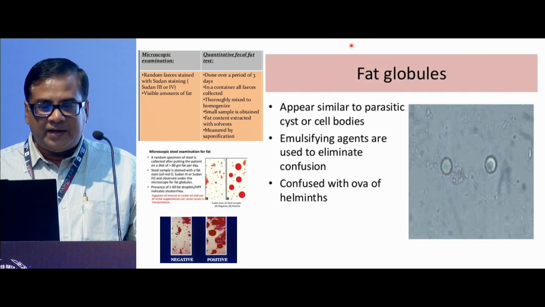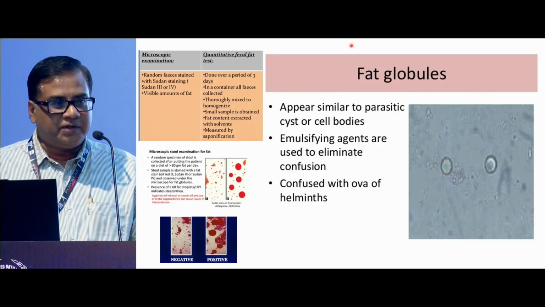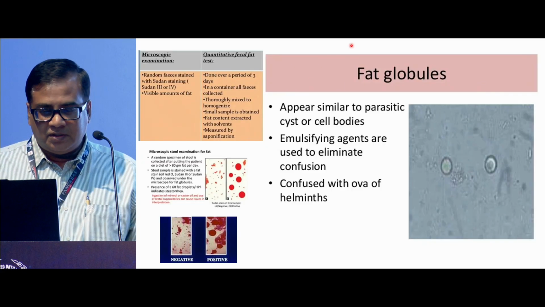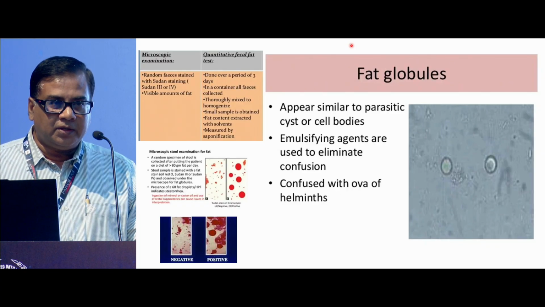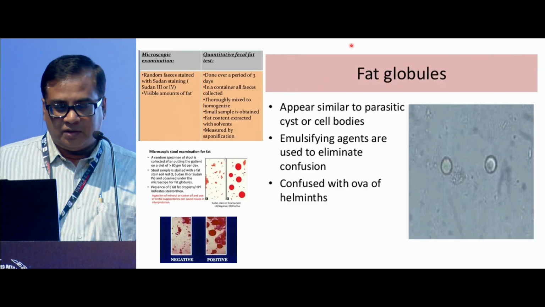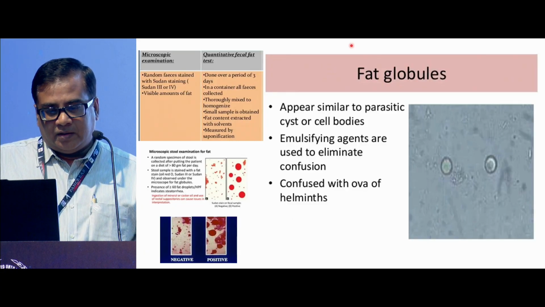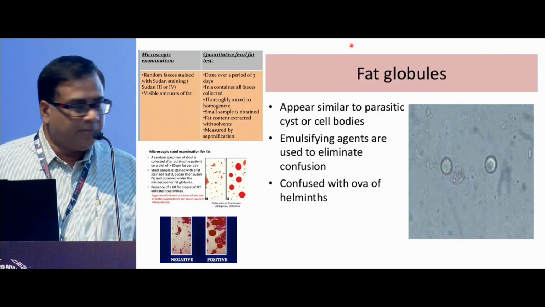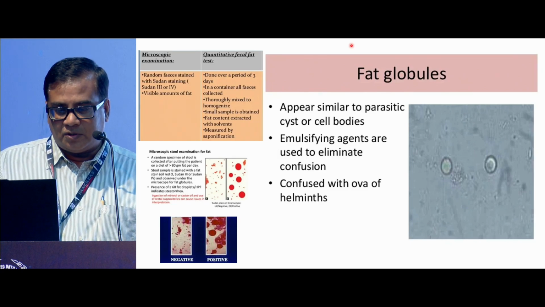So coming to fecal fat excretion, as we know, we have qualitative, semi-quantitative and quantitative tests. Basically fat globules, so normally to pick up on Sudan 3, Sudan 4, at least 25 gram of fat excretion has to be there. So it is not very sensitive in that way. And we know that the appearance can be confused with the parasites also.